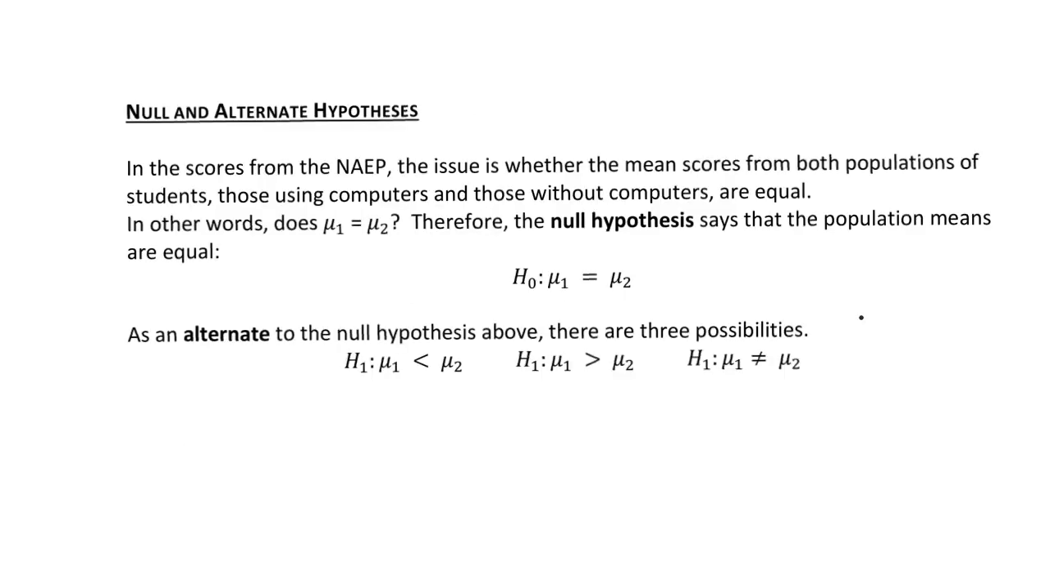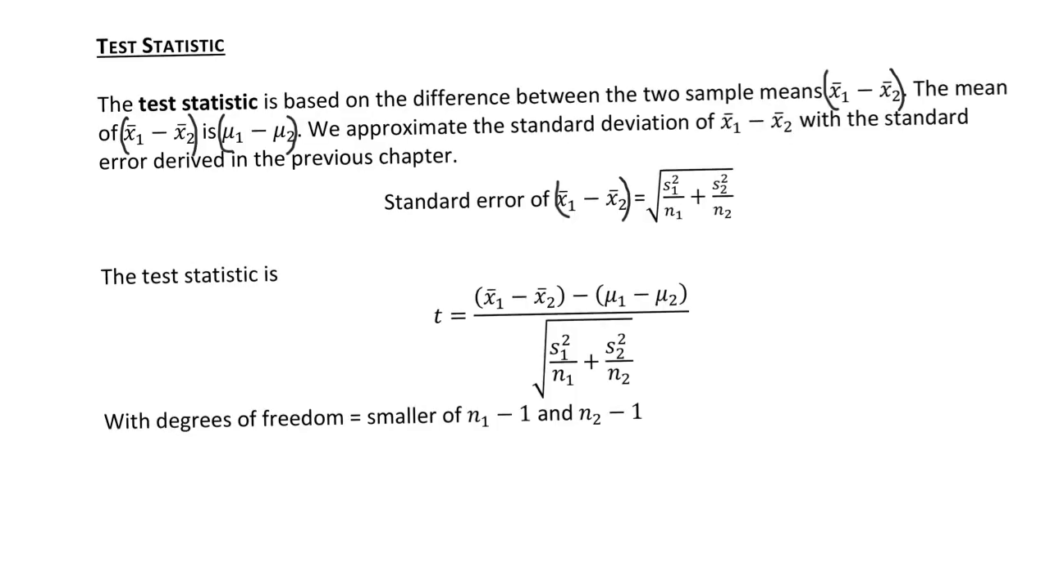In the NAEP example, the question was, is it plausible that the difference between the population means could be 0? The difference between means equal to 0 means both means have to be the same, right? In other words, we are asking whether mu1 equals mu2. Therefore the null hypothesis says that the population means are equal, so we can write H0: mu1 equals mu2. For the alternate hypothesis, we have three possibilities: mu1 less than mu2, mu1 greater than mu2, or mu1 not equal to mu2.